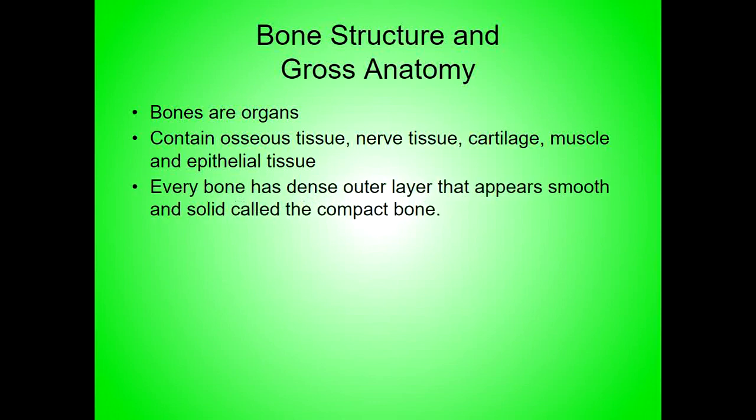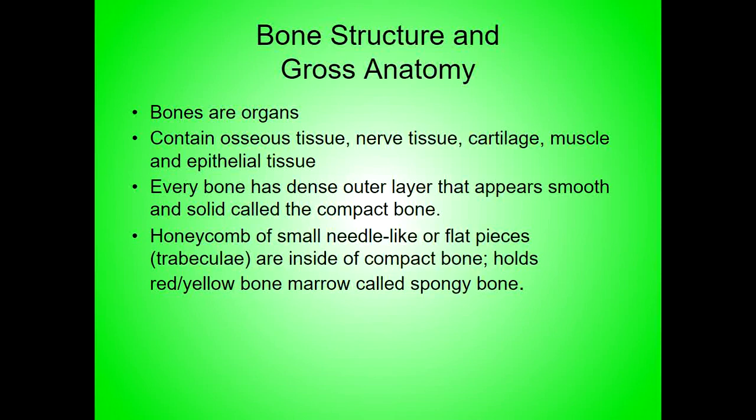Every bone has a very dense outer layer that looks very smooth, and it feels smooth to the touch. It's very solid, and we call that compact bone. Within the bone, you find almost like a honeycomb.